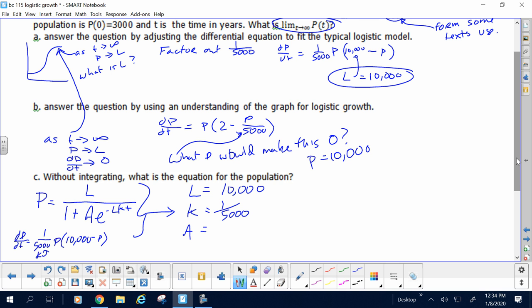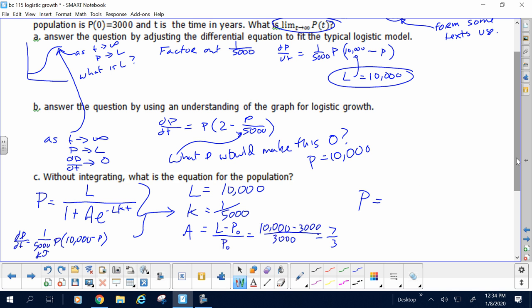Now A, remember where A comes from. It's the uninfected, L minus P naught, to infected, P naught. What's L? 10,000. What was P naught? They gave it to you somewhere. 3,000. So 7,000 over 3,000. As far as the uninfected to infected rate, or the room for growth kind of rate, you might think 7/3. Now with that, we have the equation.